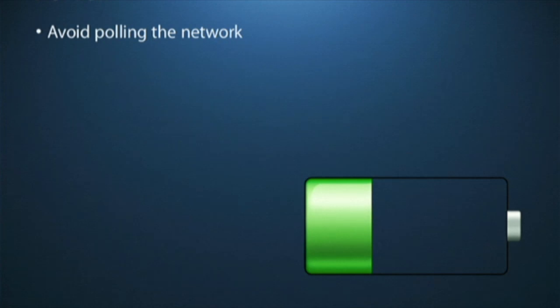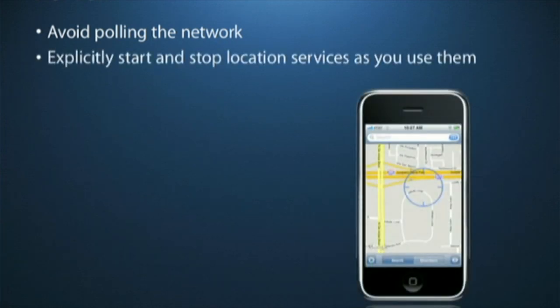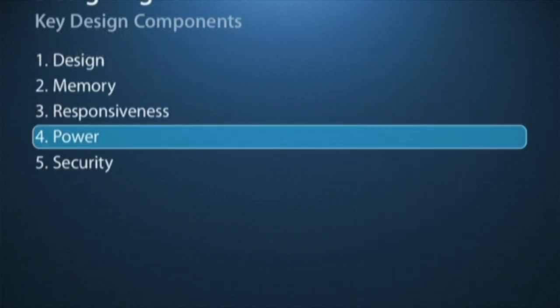The good news is, it's simple to minimize costly power operations in your code. Avoid polling the network, and be sure to explicitly start and stop location services as needed when using a framework such as Core Location. So that's all I really have to say about power.